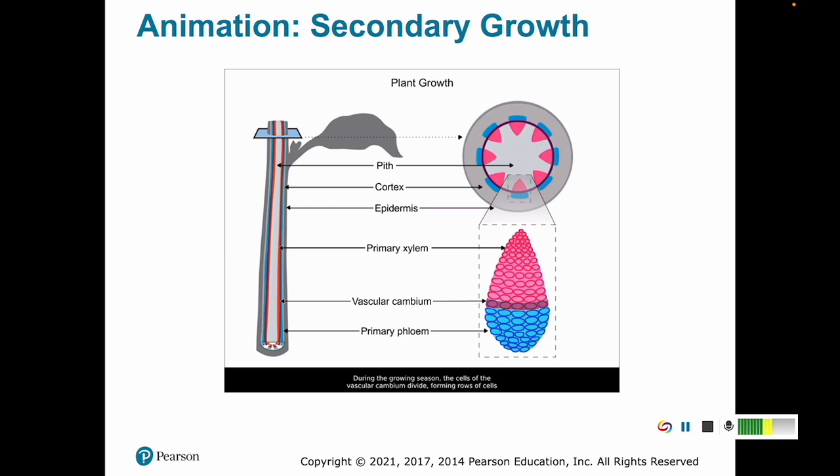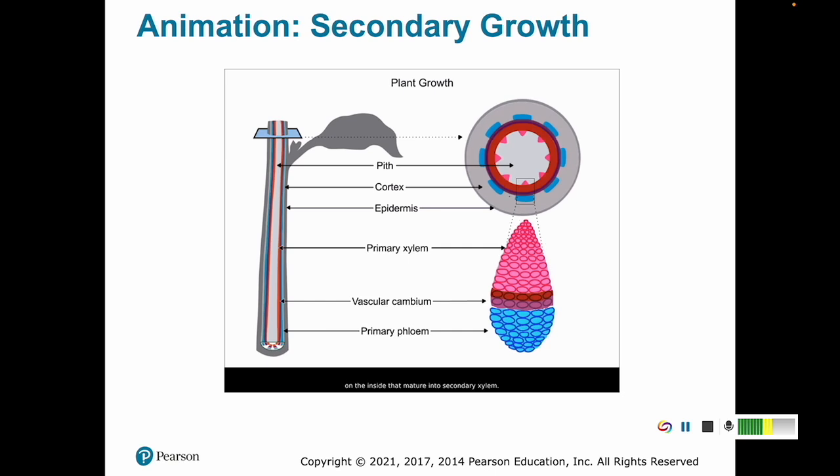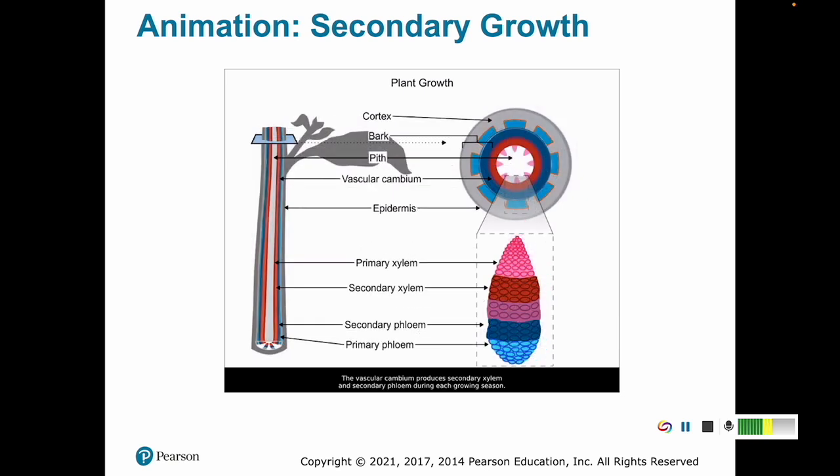During the growing season, the cells of the vascular cambium divide, forming rows of cells on the inside that mature into secondary xylem. The cambium cells also divide to form rows of cells on the outside, where they mature into secondary phloem. These secondary vascular tissues add both conductive capacity and support to the growing stem. The vascular cambium produces secondary xylem and secondary phloem during each growing season.